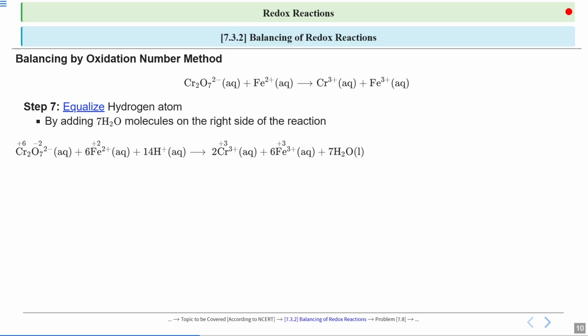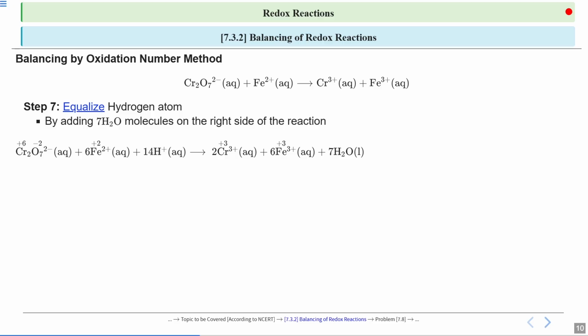So to equalize the 14H positive, we have to add 14 hydrogen ions on the right hand side also, and it can be added in the H2O form. So what will happen? The 7H2O molecules on the right hand side of the reaction would be written, and you will get the equation as Cr2O7 2 negative plus 6 Fe2 positive plus 14H plus gives 2 Cr3 positive plus 6 Fe3 positive plus 7H2O. All are in the aqueous phase except water, which is in liquid phase.